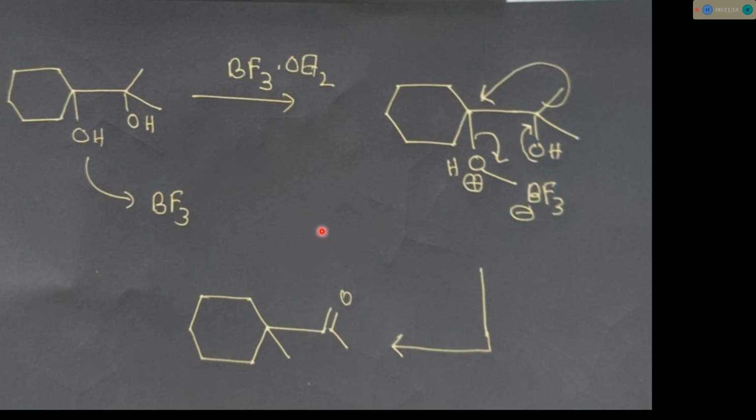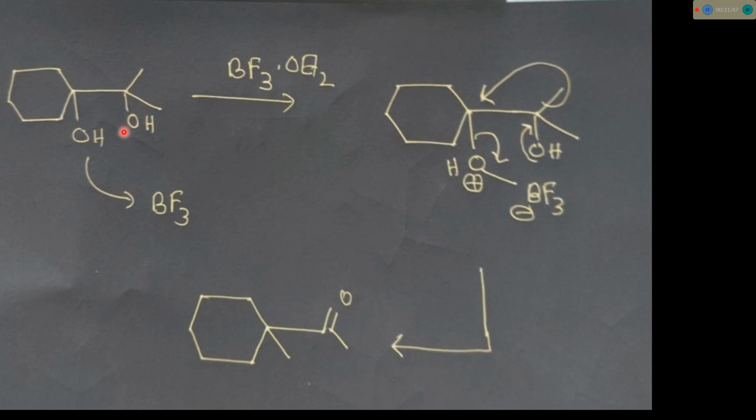So now you will observe the opposite result. Why? The reason is, BF3 is a Lewis acid, so you have to consider the lone pair of the OH group. If we are using BF3 as a Lewis acid, then this lone pair has to attack the BF3 to form the Lewis acid adduct.